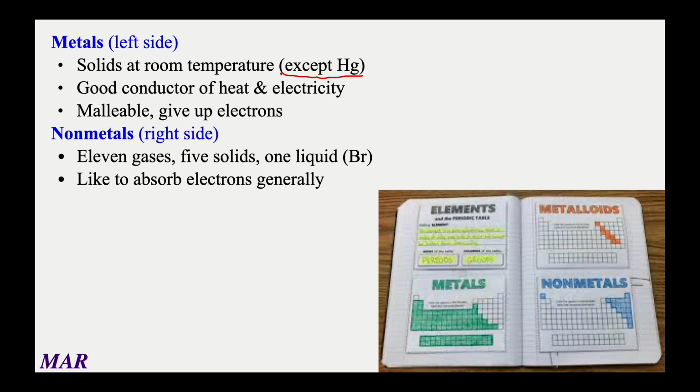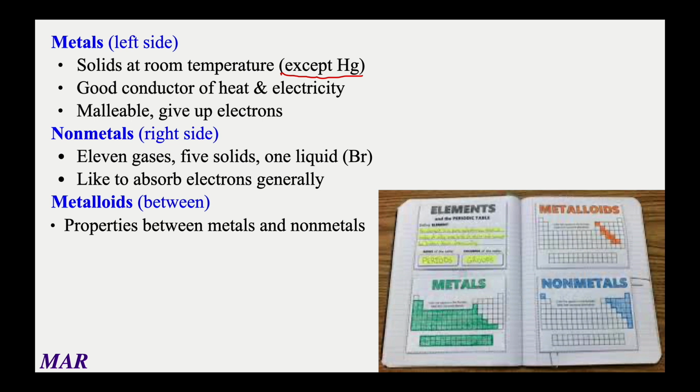Now, the nonmetals, which are basically the upper right-hand corner plus hydrogen, their phases are all over the place. There's a lot of gases, but there's also some solids. Bromine is a liquid, so the two liquids at room temperature are bromine and mercury. The nonmetals like to absorb the electrons from metals, so a lot of times the nonmetals will end up with extra electrons. We'll see what that means in a future lecture as well.